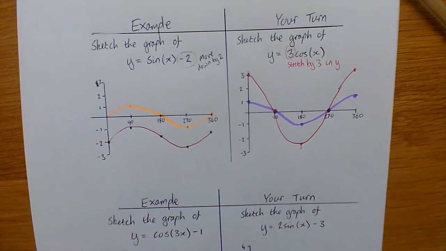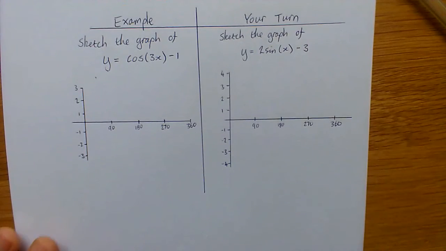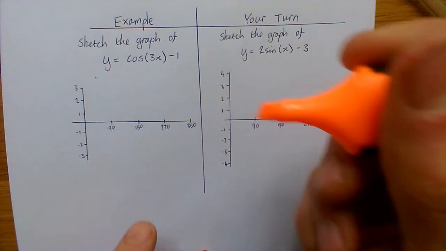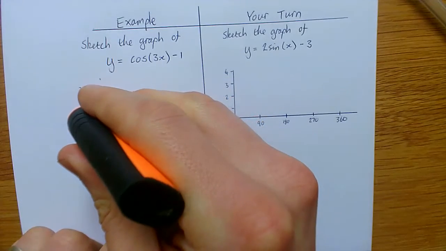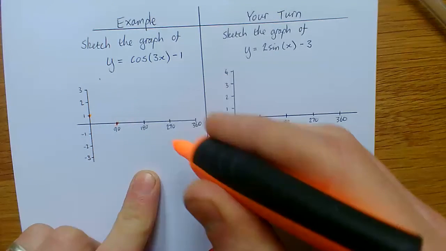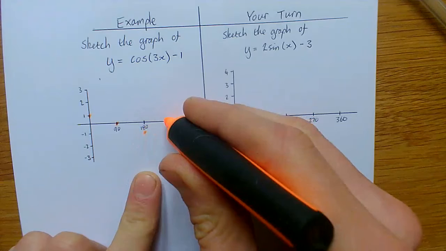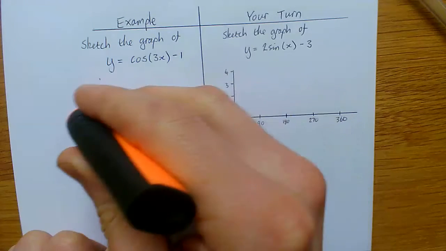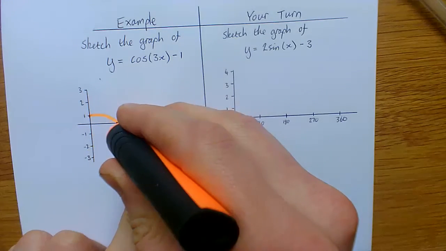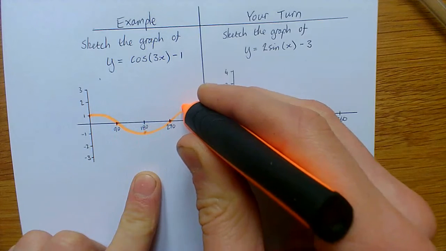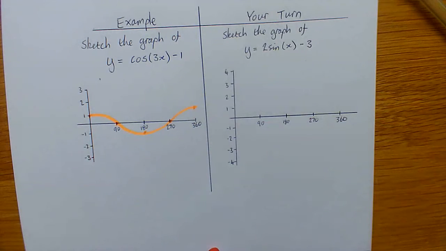Now, let's look at a couple of examples where we've got 2 things going on. So here I've got cos of 3x, take away 1. Same starting move. I'm going to start by plotting what cos x looks like. Well, it starts at 1, goes to 0, goes to -1, 0, 1. So a standard cos curve comes down under the axis and back up.